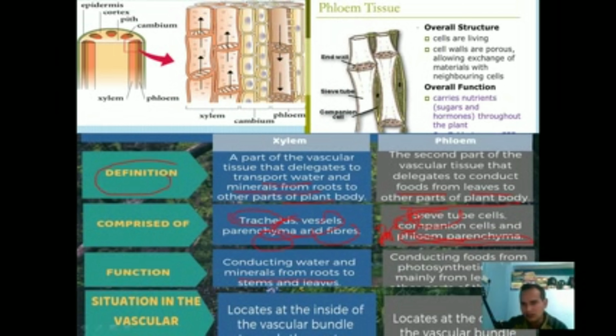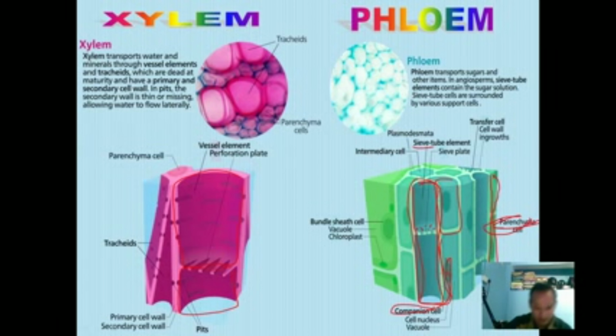Functions, I told you: minerals and water. We know that. Whereas the location, I told you, is that the xylem lies towards the center of the root and stems, whereas the phloem lies towards the periphery. So that's all we need to know about the xylem and phloem. Okay, thank you children, thank you so much.